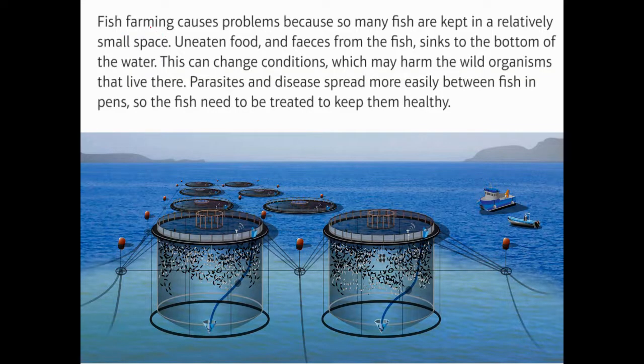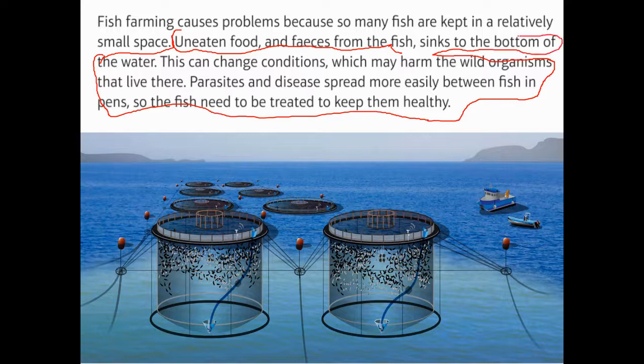The main two are, in fact, get this down in your notes before I start explaining it. Fish farming causes problems because so many fish are kept in a relatively small space. This is the bit that I want you to copy into your notes. Uneaten food and feces from the fish sinks to the bottom of the water. So get this bit down, boys and girls, year nine, a couple of sentences into your notes. Pause this and write that down for me. And now, year nine, I'm going to explain it.